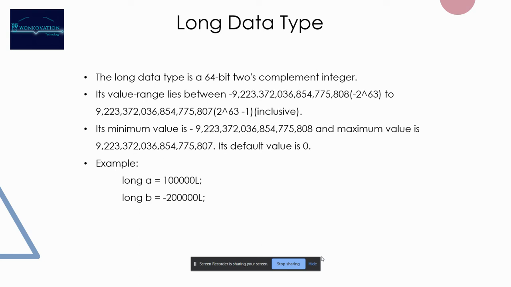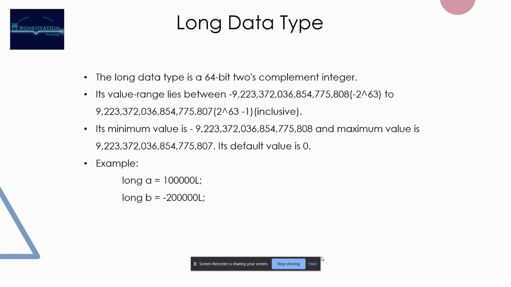Now, let's talk about long data type. The long data type is a 64-bit 2's complement integer value, which states that we can store decimal values in long and in short also and in byte. Its value lies between minus 2 to the power 63 to 2 to the power 63 minus 1 inclusive. So its minimum value is minus 2 to the power 63 and maximum value is 2 to the power 63 minus 1, and its default value is 0.